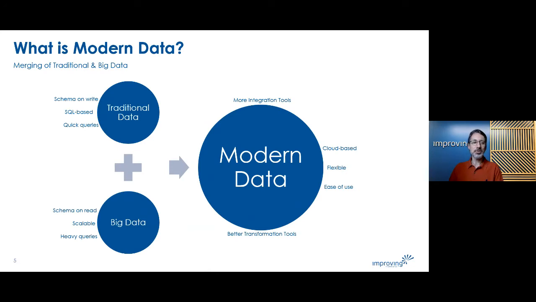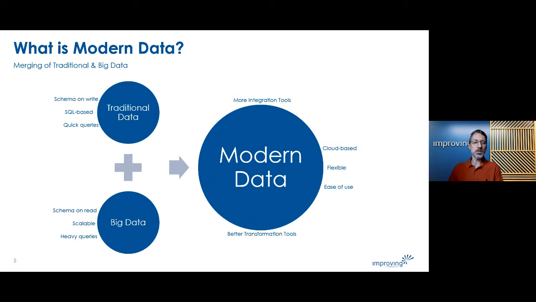What is modern data? This really helped me when the light bulb came on and I realized that for a long time we had traditional data and big data existing side by side. About 10 years ago, I think many of us were wondering, should everyone learn Hadoop? Is it going to take over the entire ecosystem? And I would say that it never really did. It grew and it became very prominent, but it never took over.